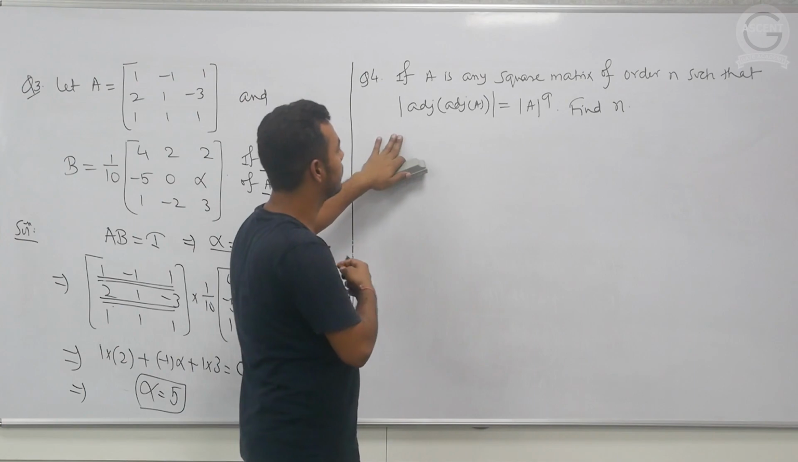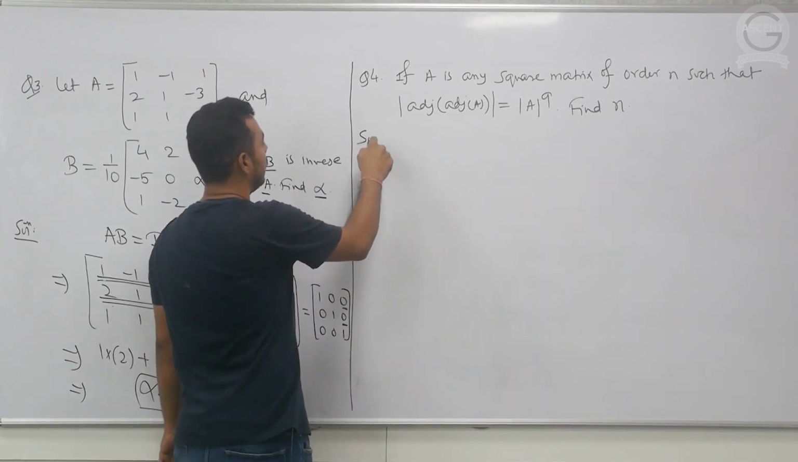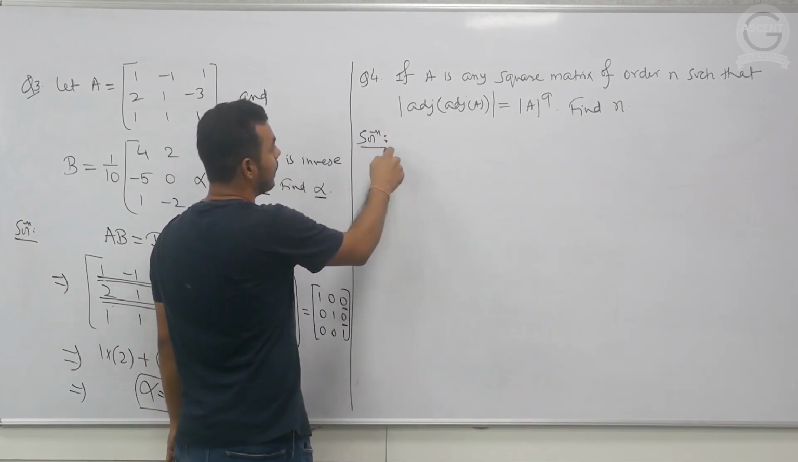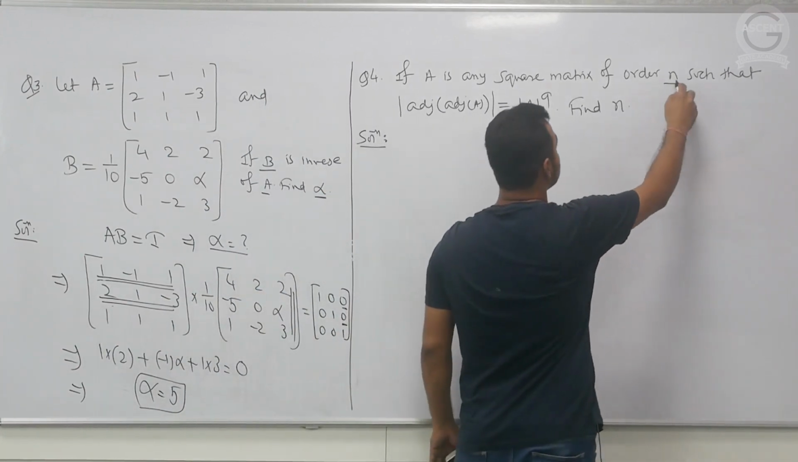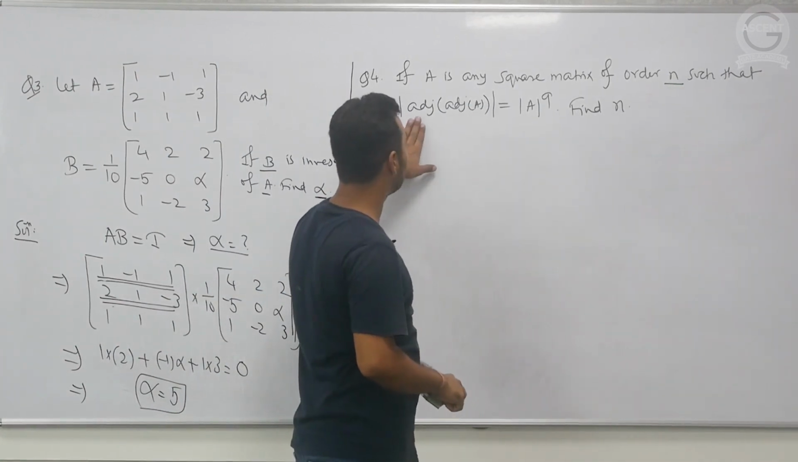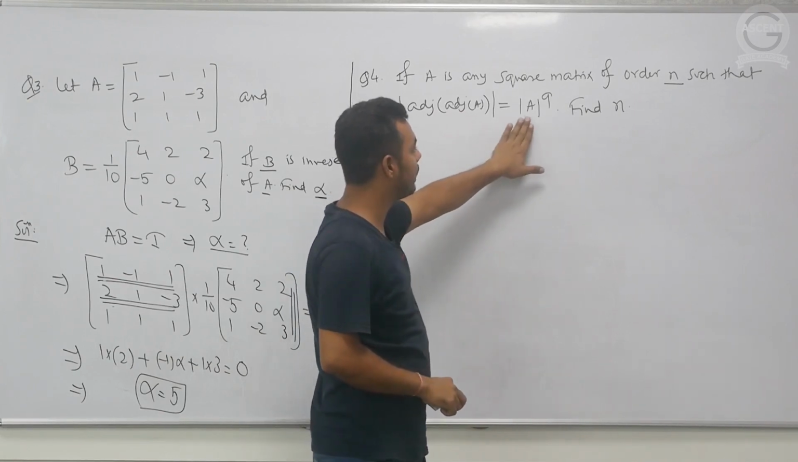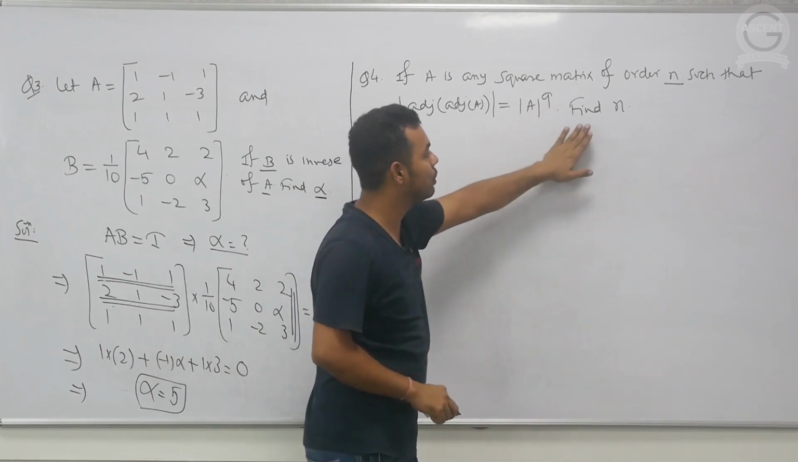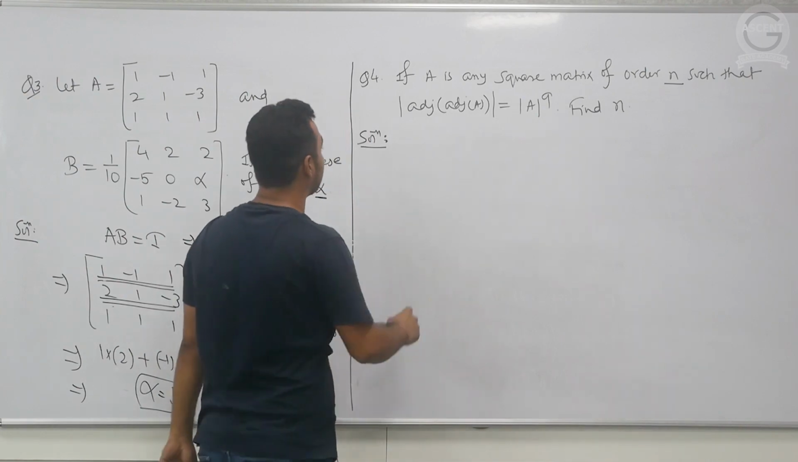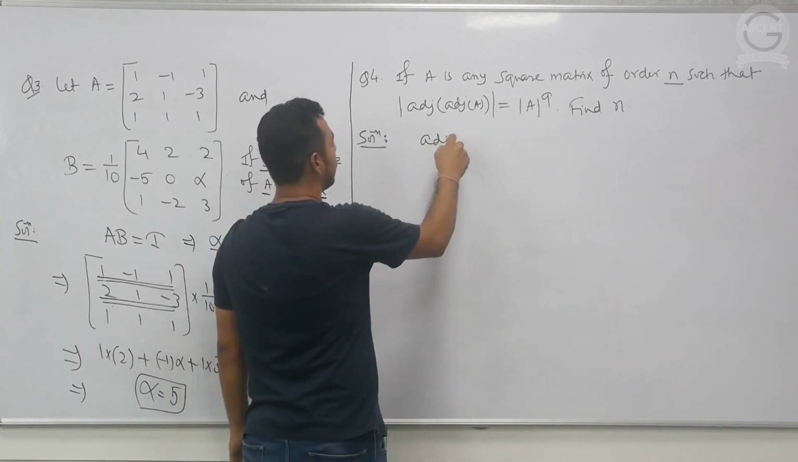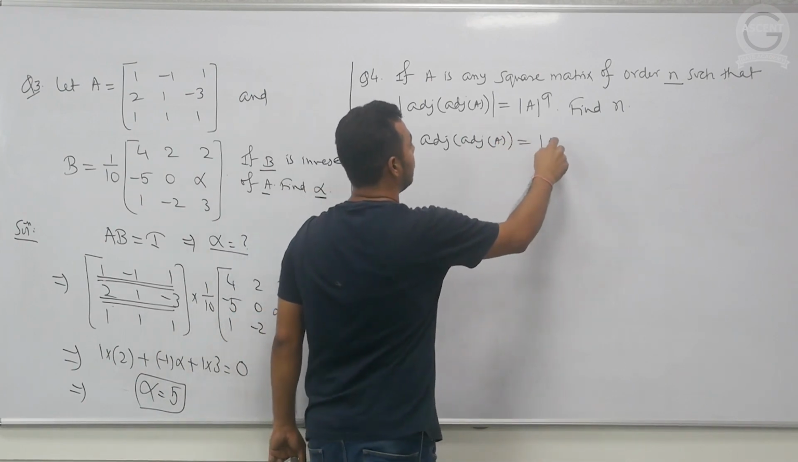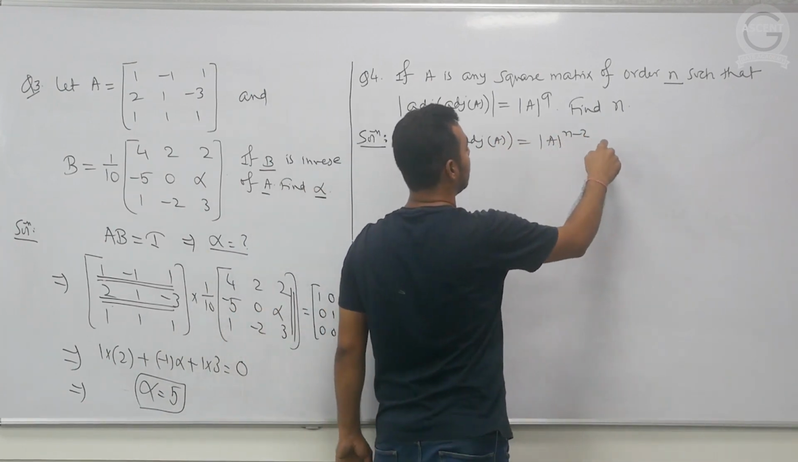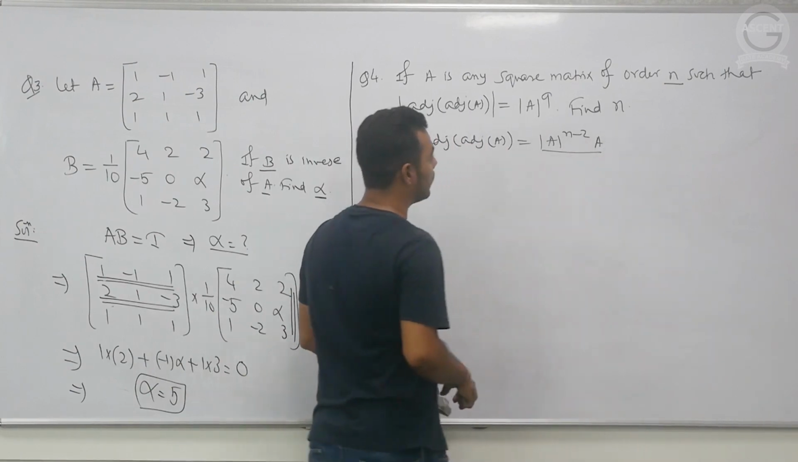Now the next one is based on the properties of adjoint and inverse that we have seen. If A is any square matrix of order n such that determinant of adjoint of A is determinant of A to the power 9, now the question is, we have to find the value of n. So we have seen that adjoint of A was nothing but determinant of A to the power n minus 2 into matrix A. This was our formula.